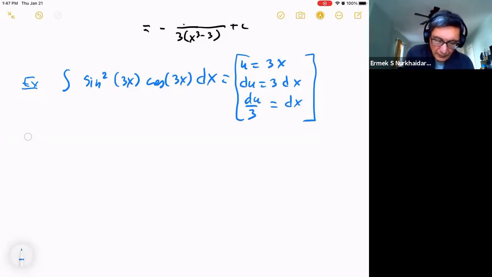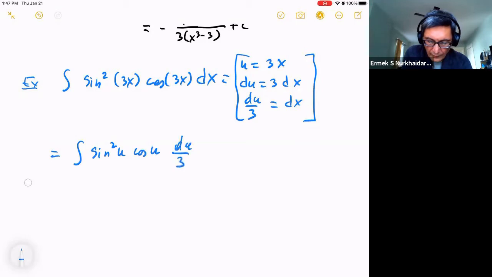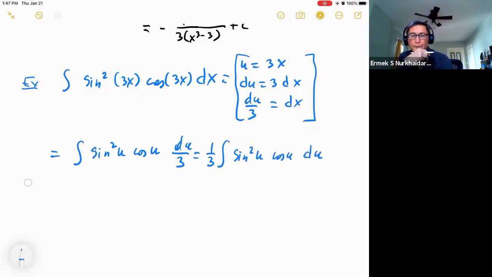So the substitution u equals, again, 3x, or similar to it, 2x, 5x, 7x, 10x, is easy to do. Make sure that you're comfortable doing that. So we're going to get sine squared u cosine u du over 3. Take 1/3 outside. So we're going to get 1/3 times the integral of sine squared u cosine u du.